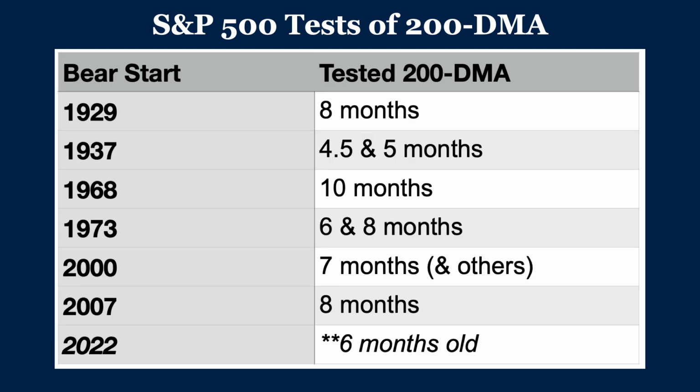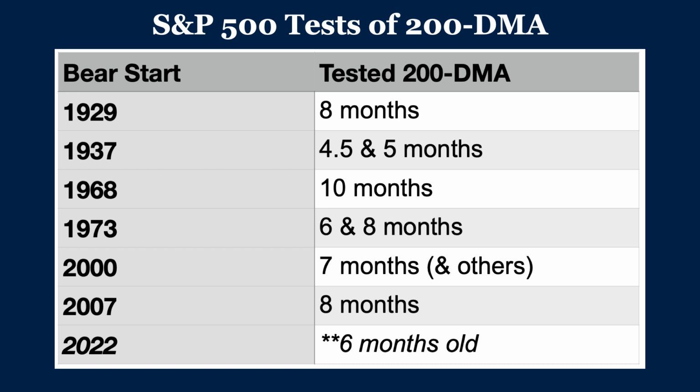Now, let's look at the data here. I looked at these six bear markets, and I noted when they tested the 200-day moving average. So here's the data. 1937 is a bit of an outlier because that market fell apart really quickly. Everything happened quickly. But you can see in the other cases, even after the stock market crashed in 1929, the market rallied up and hit the 200-day moving average 8 months into that. 1968 took a little while longer, 10 months.